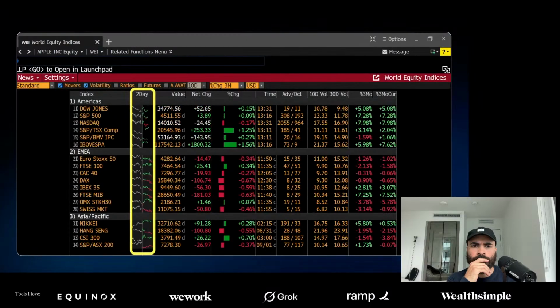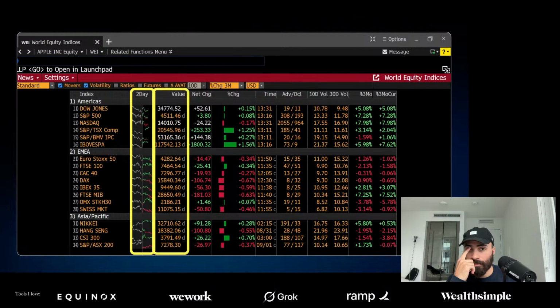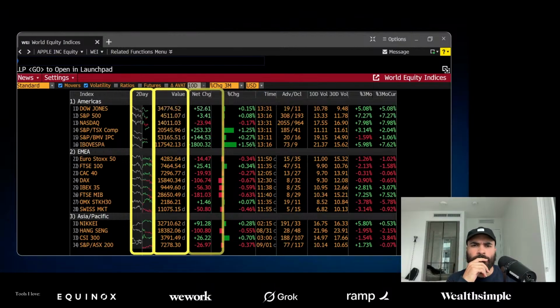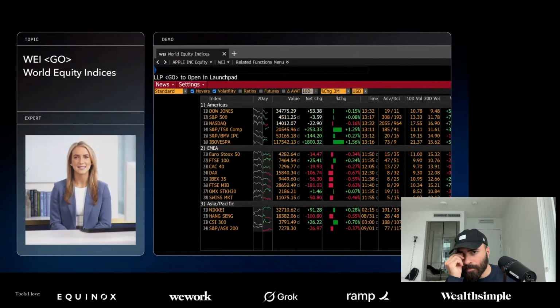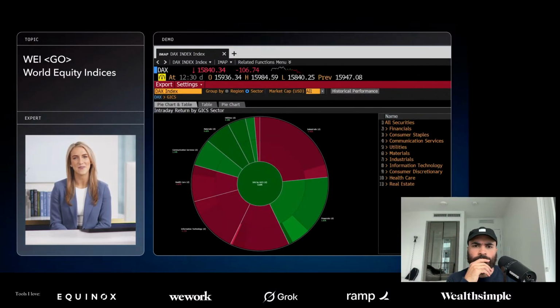Take a look at these spark charts, which show how prices have behaved in the last 2 days. There's also a value column that reflects the spot price of the index, as well as columns for net change and percent change. Like many things on the terminal, more detail is only a click away. If I want to investigate what's happening with the DAX today, I only have to click on that row.